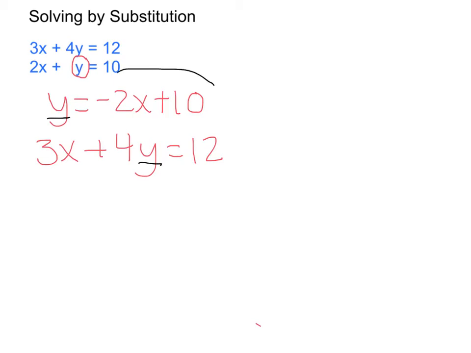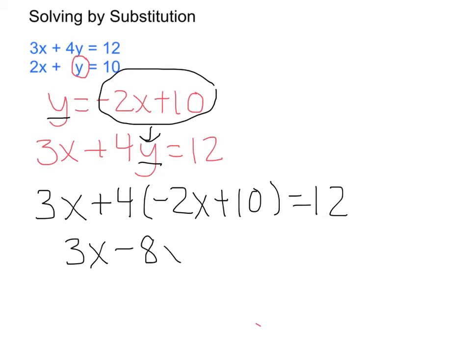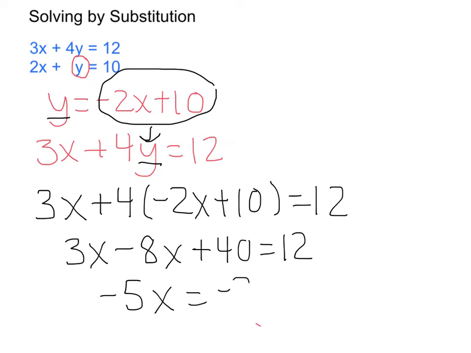What I'm going to do is take this negative 2x plus 10 and replace it where the y is. The reason I do this is so I can have only x's left in the equation. And when I have only x's left, I can solve for x. The x value that I solved for is 5.6.